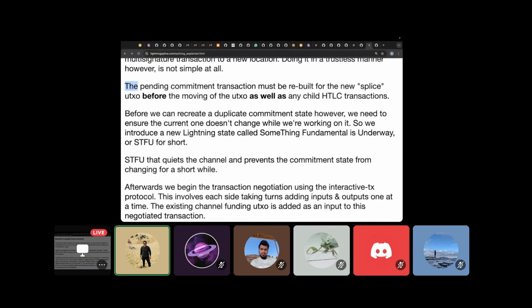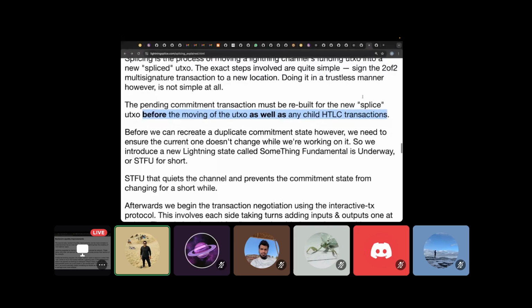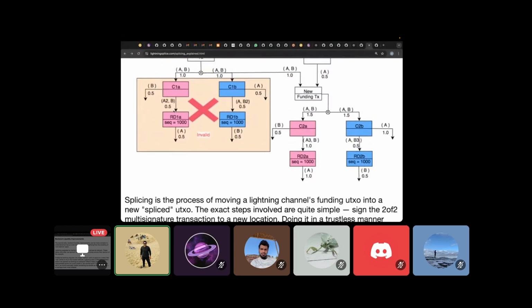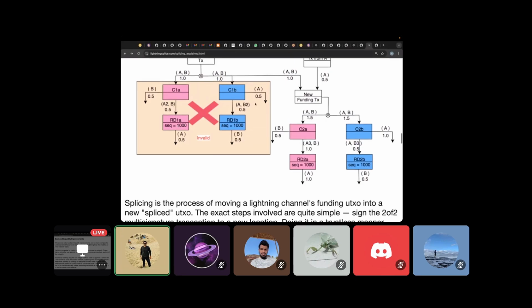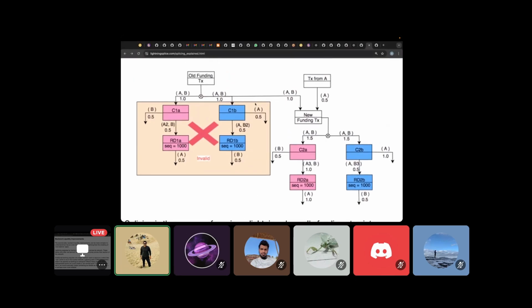Yeah. So as you can see, the pending commitment transaction must be rebuilt for the new splice UTXO before the moving of the UTXO, as well as any child HTLC transaction. So the latest commitment transaction that you have would have to be rebuilt so that you don't lose any state, and the channel balances are as per your latest lightning state.